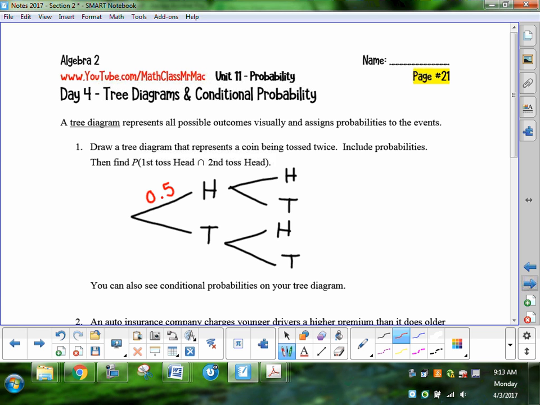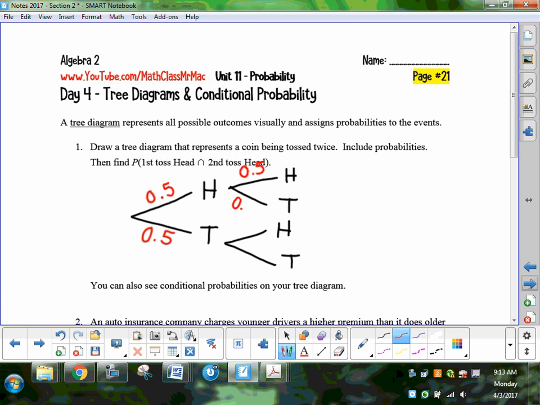I love the decimals. What's the probability that we get a head on the second flip? Well, that's still 0.5. It doesn't change.